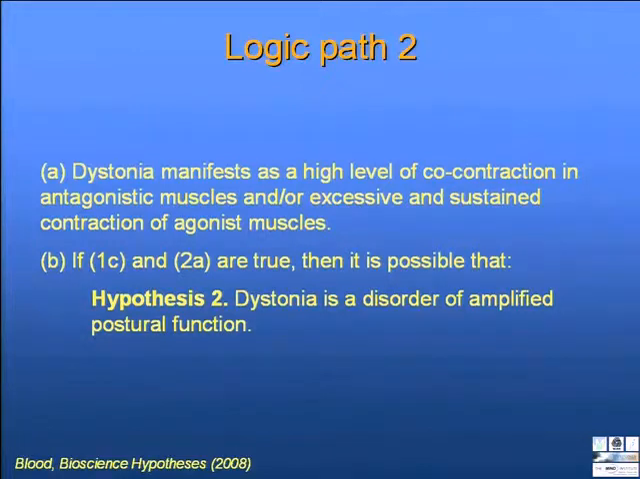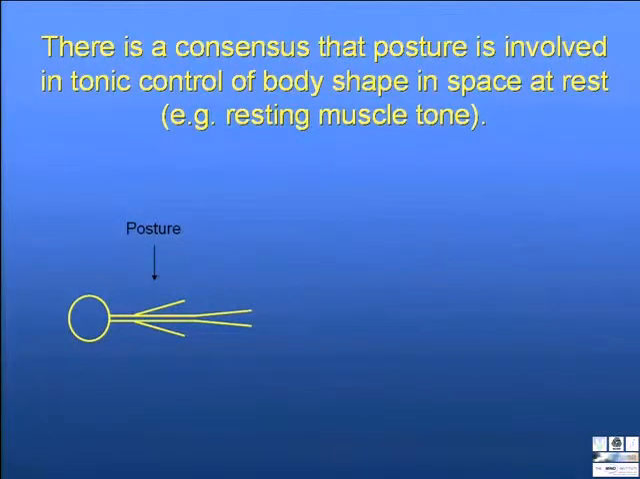I was saying before that when you have a disorder, sometimes it can show you more about a functional system than you would normally see. It's usually smoothly integrated with other functional systems, but in this case, it's really obvious what the system is. I mentioned that there are different types of posture, and you would need them in different situations. So there's a consensus already. Nobody would argue with the fact that posture is involved in tonic control of the body's shape.